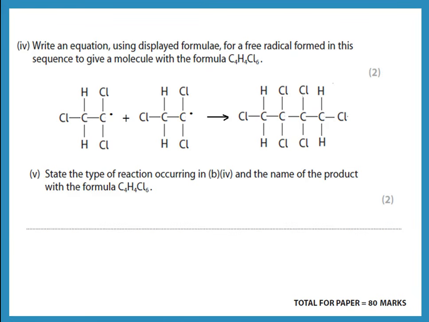What is the type of reaction occurring in this equation? And name the product with this formula. Now, what is the type of this reaction? This is called the termination step of this free radical reaction. Now, what would be the name of the product? The name of the product would be 1,2,2,3,3,4-hexachlorobutane. Can you determine that? 4 carbons, butane. 6 chlorines, hexachloro. On which carbons? Count from the side that gives you the lower numbers. So 1,2,2,3,3,4-hexachloro.